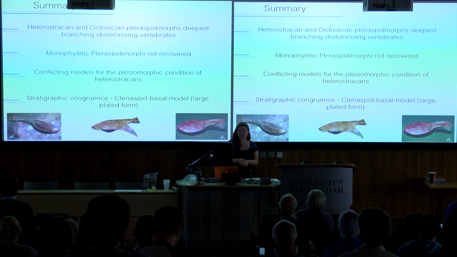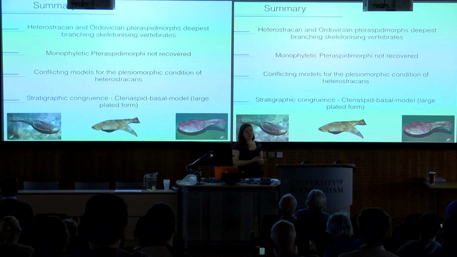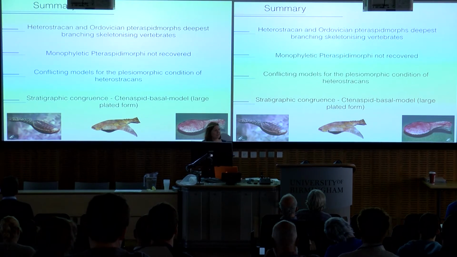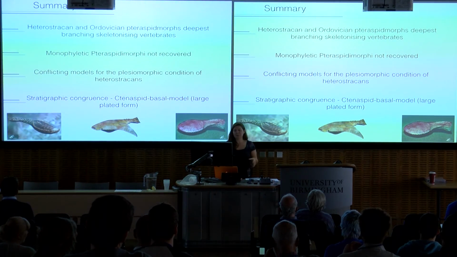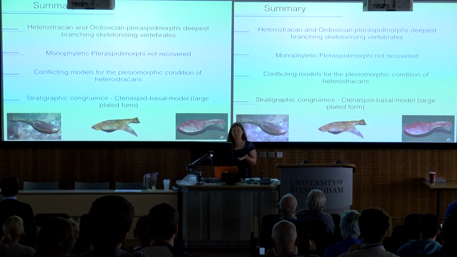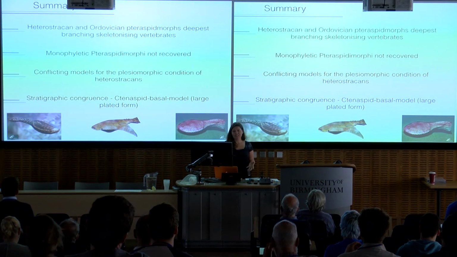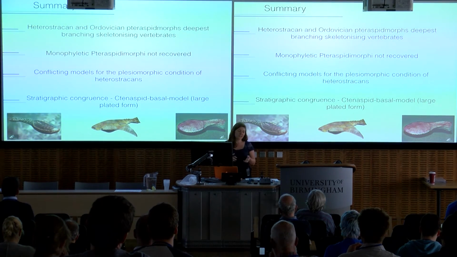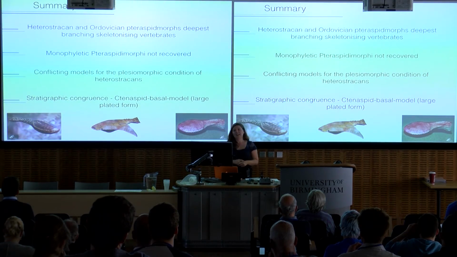So this is the first phylogenetic analysis to include all the heterostracans with all the problematica. And it's hoped that with this analysis, we can then look at other macroevolutionary patterns in these stem-jawed vertebrates, such as dispersal trajectories and other things.